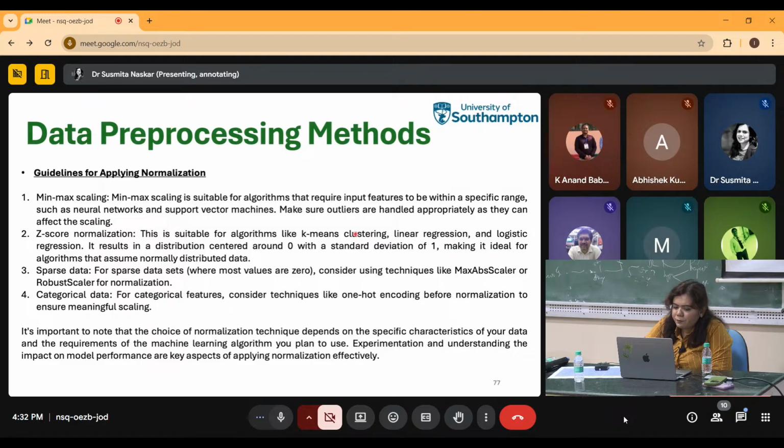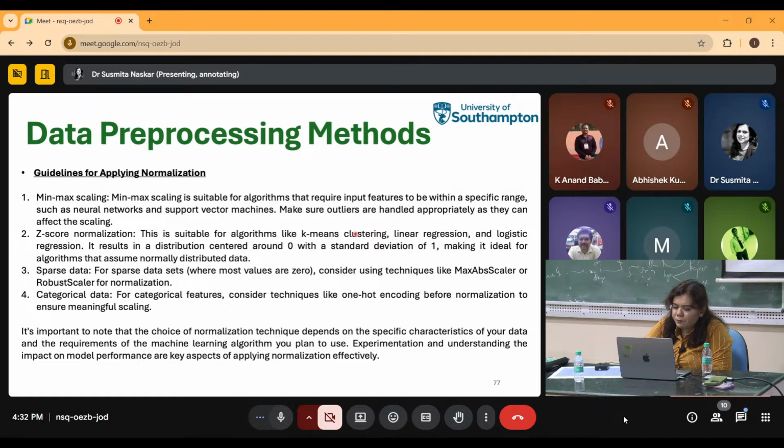Then another important part is feature scaling. Another key step in data processing is feature scaling. Feature scaling basically standardizes the range of the independent variables or features in a dataset, so that no single feature dominates during model training or analysis. So why is feature scaling important?